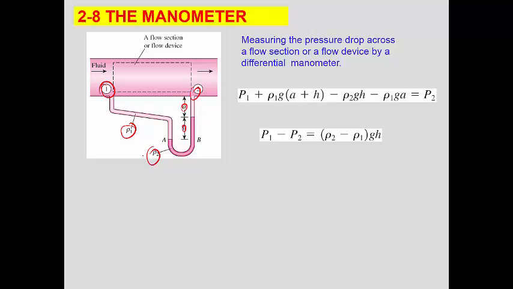So the expression then is P1 plus the density 1 g times A plus H. In this case, we went from P1 and went all the way here, and then you go up, and it's this expression minus, and then you go up again, and this is the minus. And then whenever this expression is simplified, the difference in pressure is going to be rho 1 minus rho 2, or rho 2 minus rho 1 times g times H. But it's the same principle.